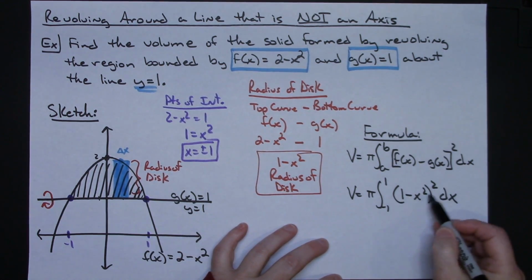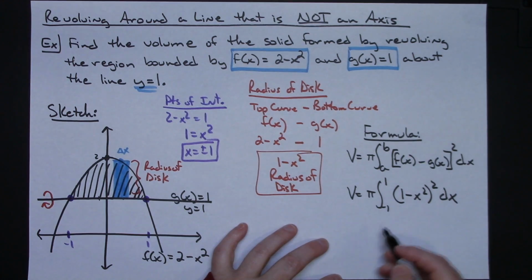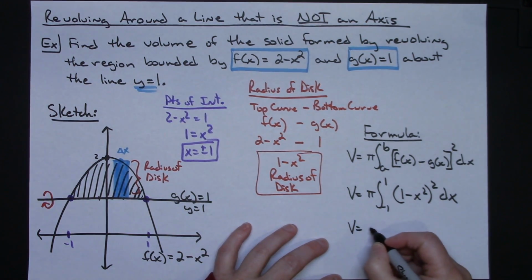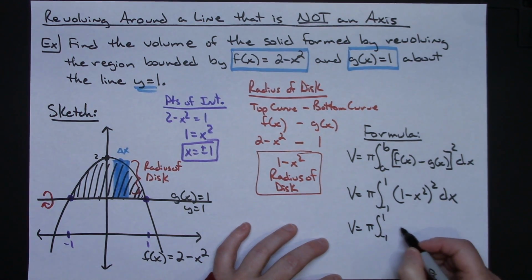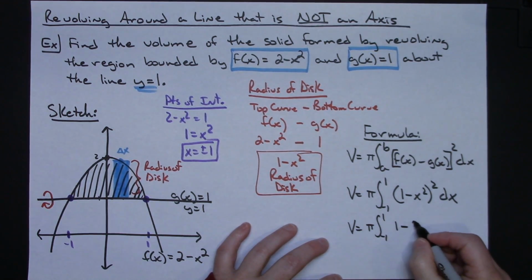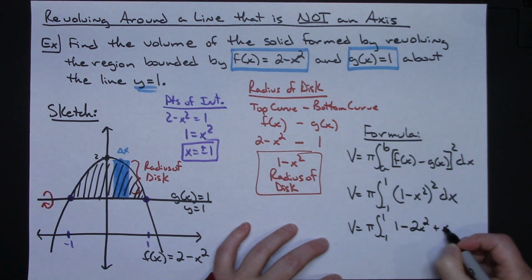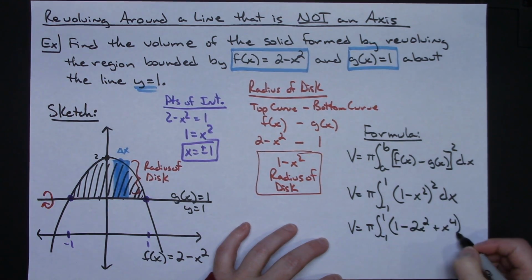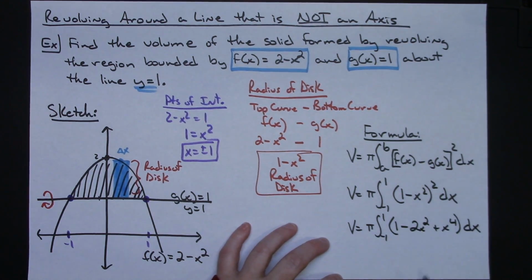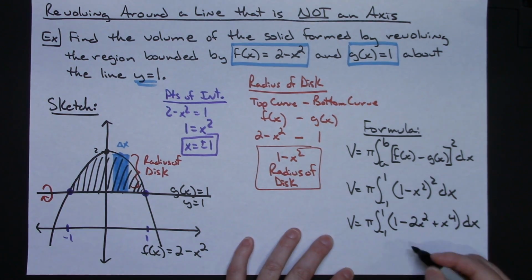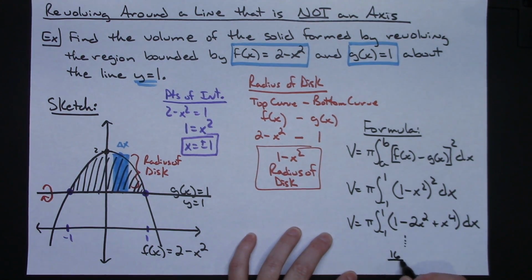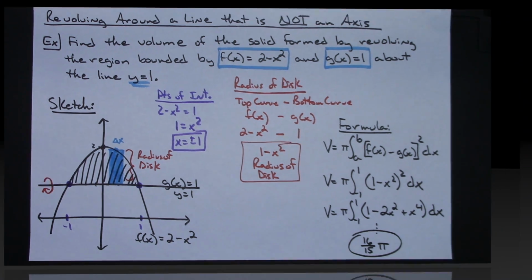Probably what I would first do before I try to integrate this is FOIL it. So let's go ahead and do the FOIL step. Volume equals pi times the integral of -1 to 1. If we FOIL that out, we'd have a 1 minus 2x squared plus x to the 4th, and then dx. From there, you should be able to continue. You can hit pause on the video and try to integrate that. If you do that and you get done, you should have 16 over 15 pi as your final answer.